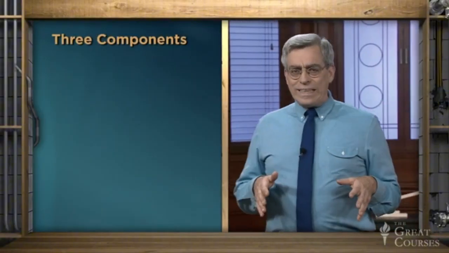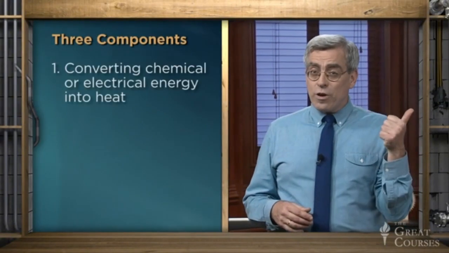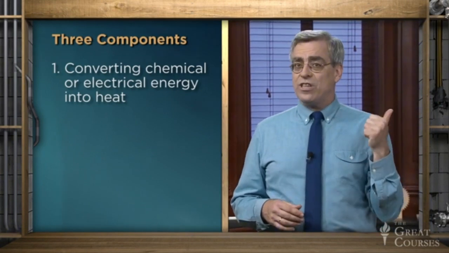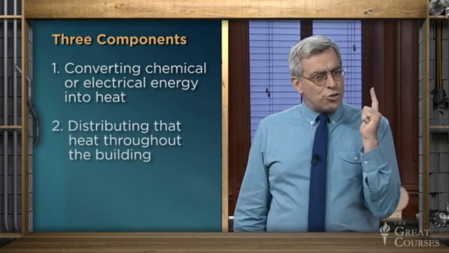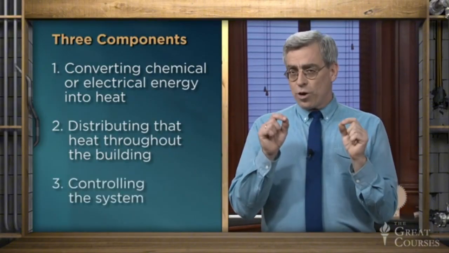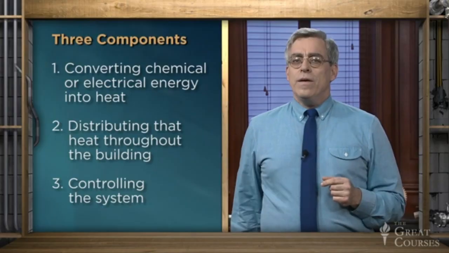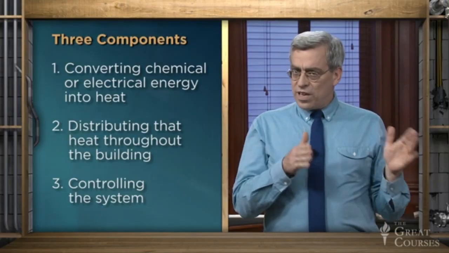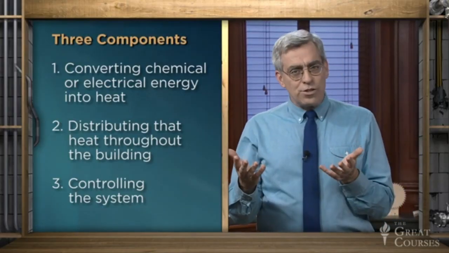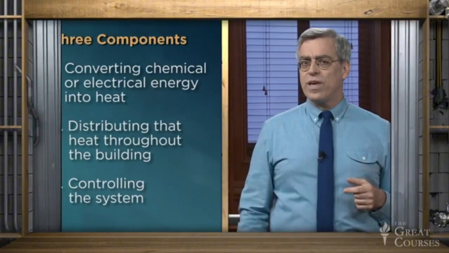A residential heating system consists of 3 major components: a device for converting chemical or electrical energy into heat, a means of distributing that heat throughout the building, and a mechanism for controlling the system such that the desired temperature is maintained. If the building is cooled as well as heated, then an air conditioning system might also be integrated within the heating system, though this isn't always the case.